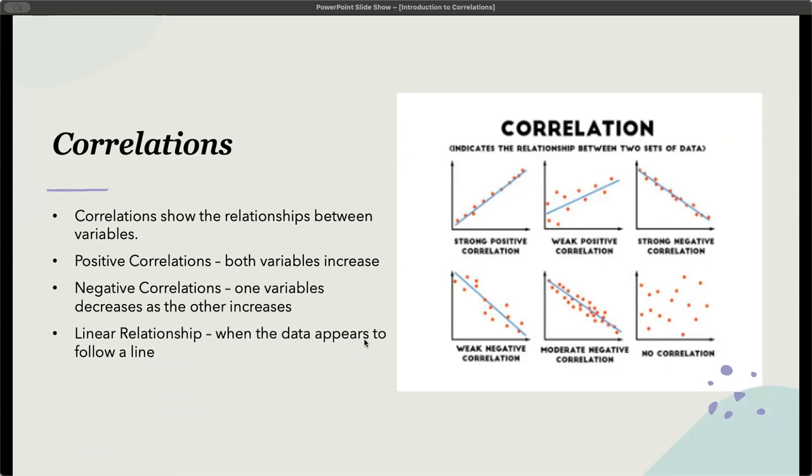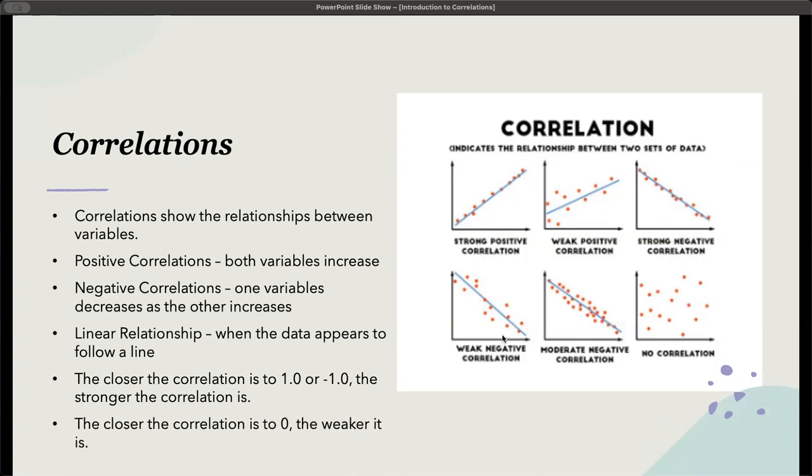Okay, a linear relationship is when the data appears to follow a line, just like we can see in the strong and weak correlations, both positive and negative. The closer the correlation is to 1 or -1, the stronger the correlation is. So with a strong positive correlation, this would be where the correlation is close to 1. With a strong negative correlation, this would be when the correlation is close to -1, and no correlation is when it would be close to 0.